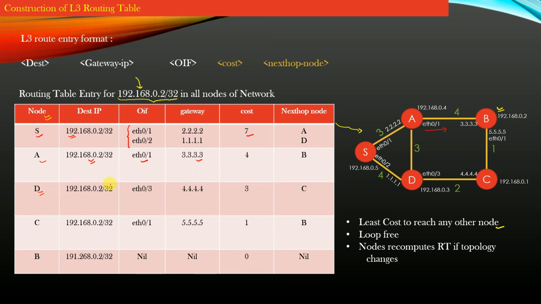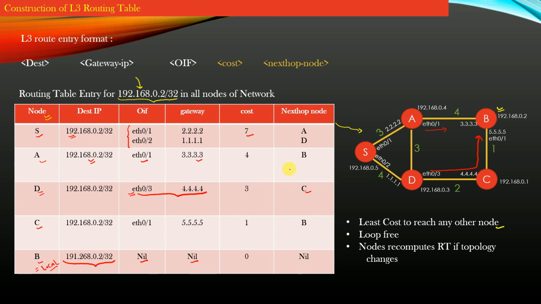Similarly, D would like to reach router B via this path, and therefore it has a next hop entry which dictates router D to forward the traffic to the next hop C in order to reach B. And the same goes for router C. And of course router B doesn't need any outgoing interface and gateway IP address in order to reach its own IP address, right? Such types of entries are called local routing table entries.